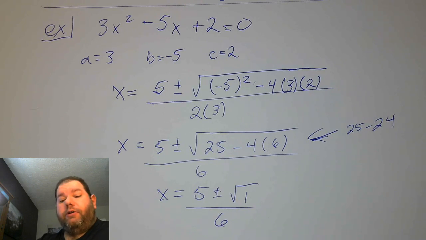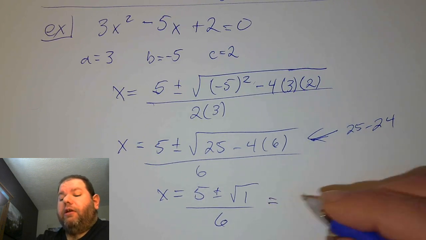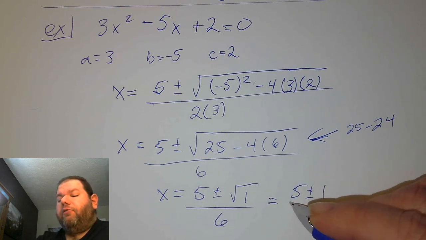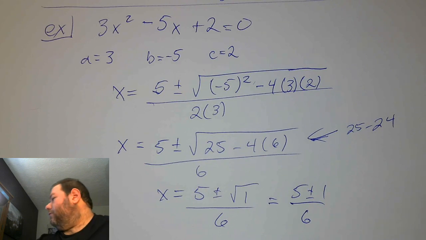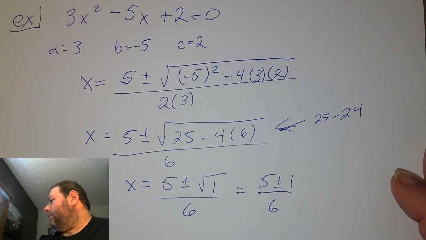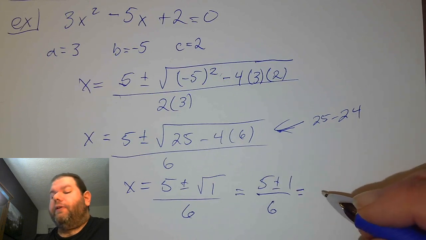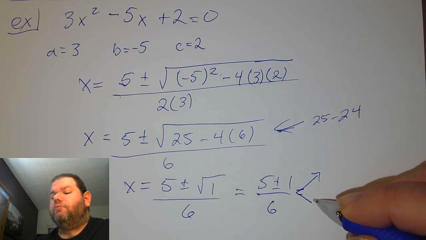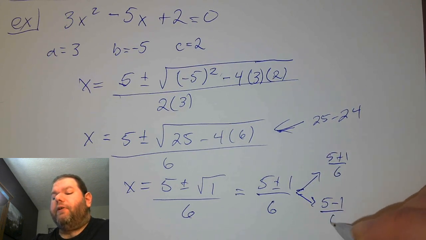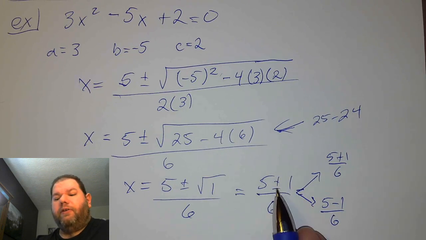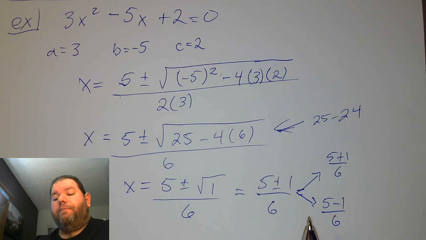Now, square root of 1 is just 1. So we can get rid of the radical. Square root of 1 is 1. We write that down. And once we get to this point, 5 plus or minus 1 divided by 6, we can from there go ahead and just split that up into two answers. So we can say 5 plus 1 over 6 and 5 minus 1 over 6. Remember, when we have this plus minus symbol, it technically counts as two different solutions, and so that's why we split it up at this point in the question.